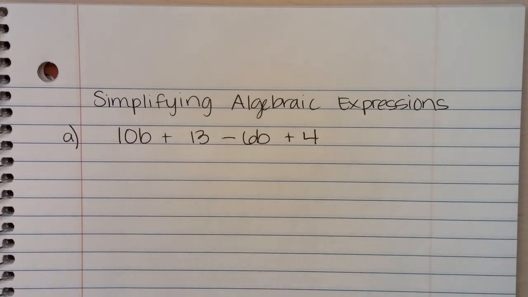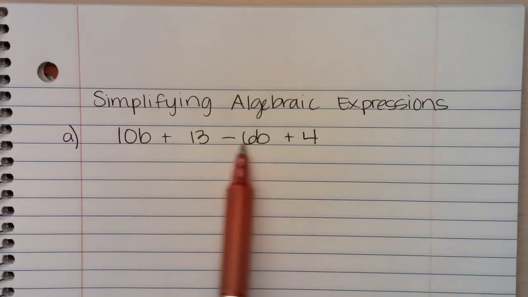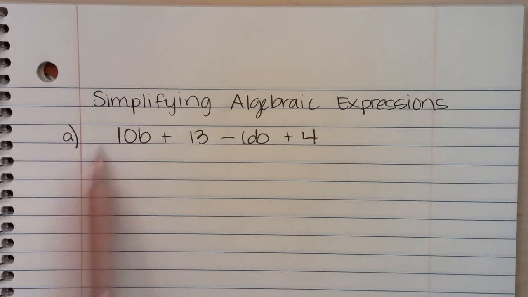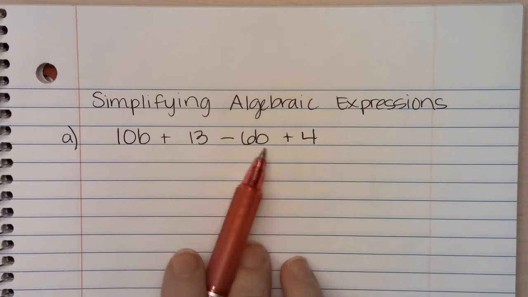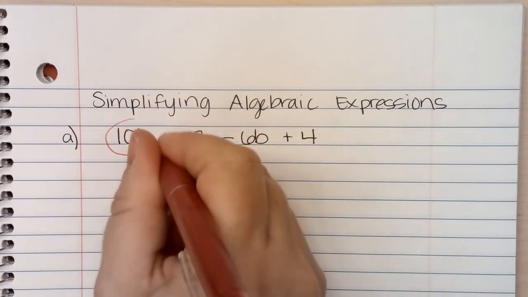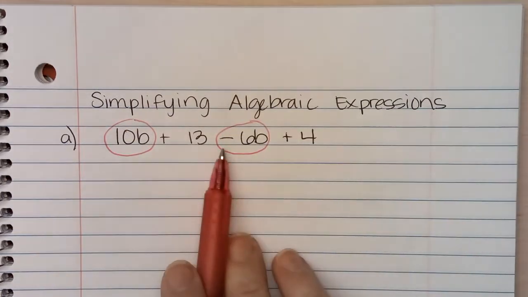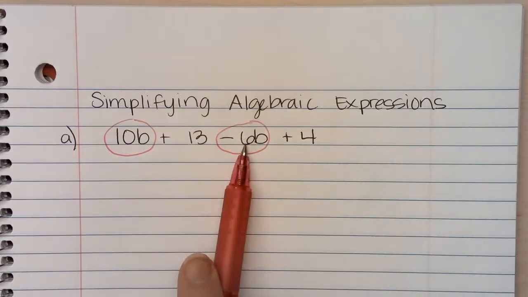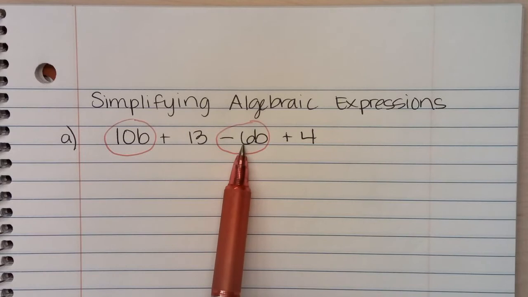So we call this combining like terms next year in algebra. What I like to do is look at my expression and see what can go together. What are my like terms? I happen to know that anything with the same variable can go together. So I'm going to circle it. I have a 10b and I have a negative 6b. The sign in front of a number always has to go along with it, so don't forget the negative symbol with the 6b.